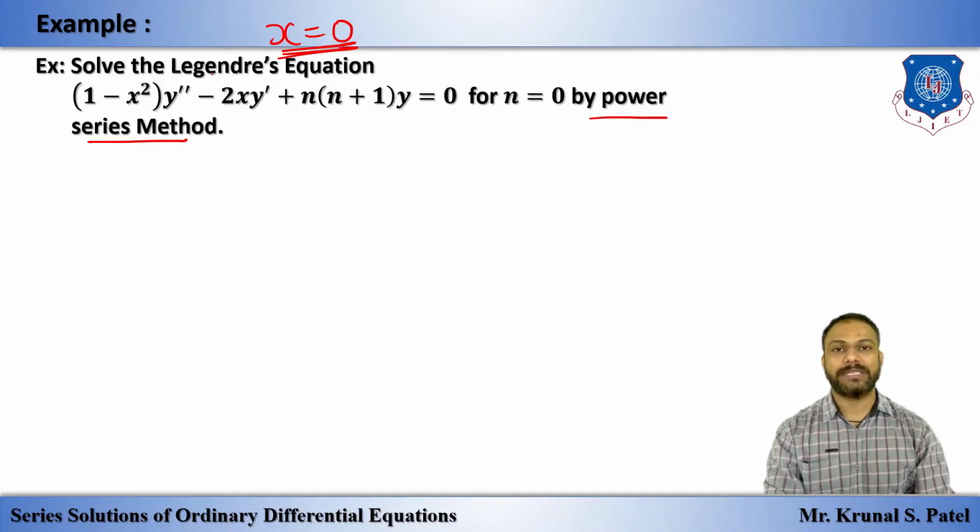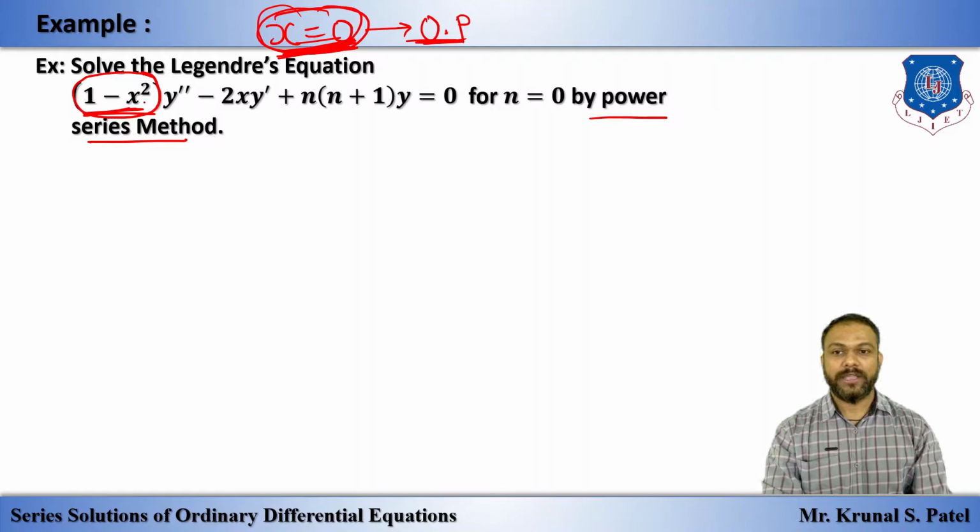Okay, so for that, I'm just giving you a shortcut that you have to check only that if the coefficient of y double dash becomes 0 at x is equal to 0, then x is equal to 0 is singular point. And if the coefficient of y double dash is not equal to 0 for x is equal to 0, then x equal to 0 is an ordinary point. So we have to just check that coefficient of y double dash should not be 0 for x is equal to 0, ordinary point.